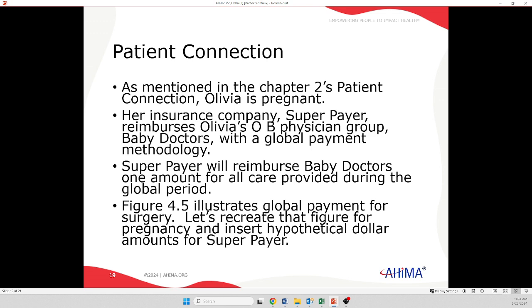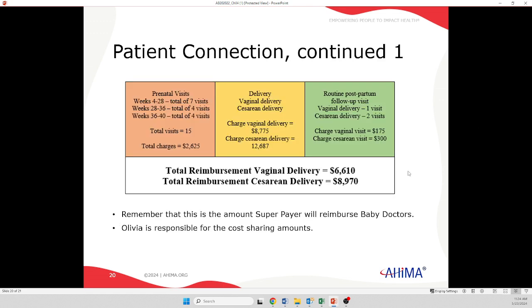What page is figure 4.5 on? Figure 4.5 is on page 70. It illustrates the global payment for surgery. Recreate and insert a hypothetical dollar amount for the super payer. So here's one that they've kind of done similar to that's on page 70.